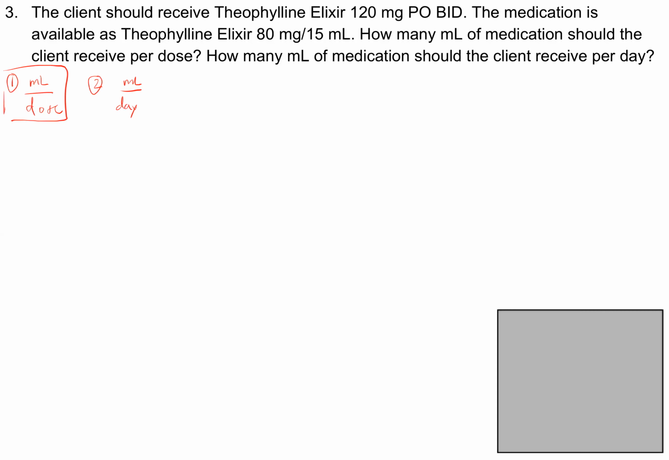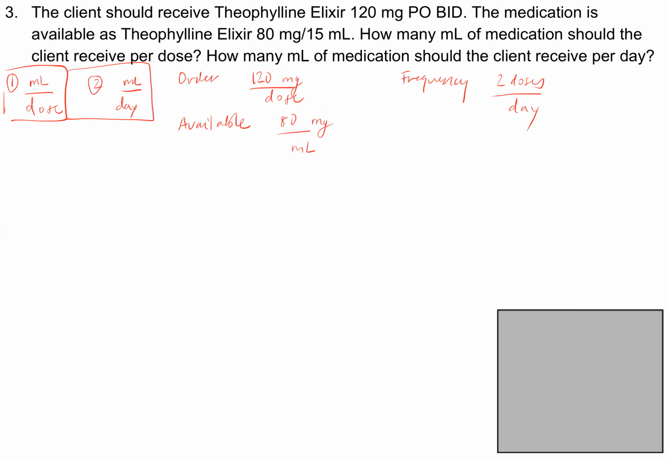Go ahead and box that so we remember the units that we're looking for, and always write down these 3 things: the order, the availability, and the frequency. The order is for 120 milligrams per dose. Your frequency BID means 2 doses per day, and your availability is 80 milligrams per 15 mL. As you can see, we can go ahead and do our order times available because we want milliliters in the numerator, dose in the denominator, and our milligrams will cancel out.